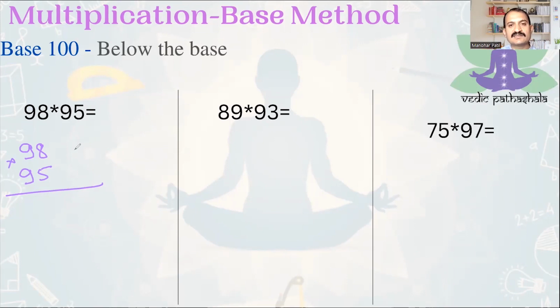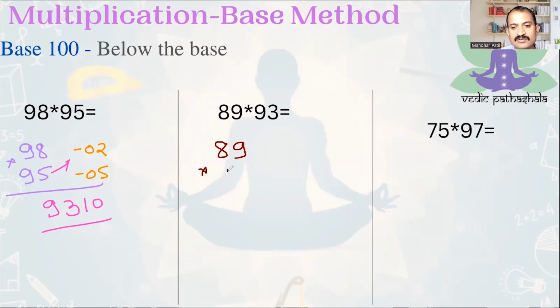Now here 98 is deviated from 100 by minus 2, and 95 by minus 5, and then just start your operation. 5 2s are 10, and then cross addition. 95 minus 2, not plus 2, cross addition. I am telling you, addition with sign. So what is the sign? Minus. So 95 minus 2 is equal to 93. So this is your answer, 9310.